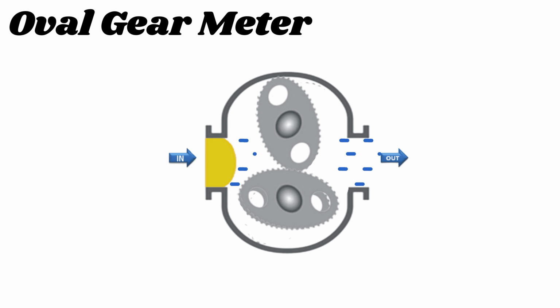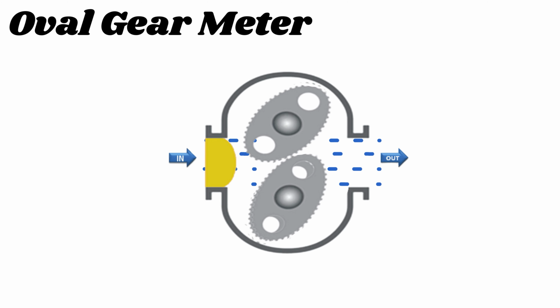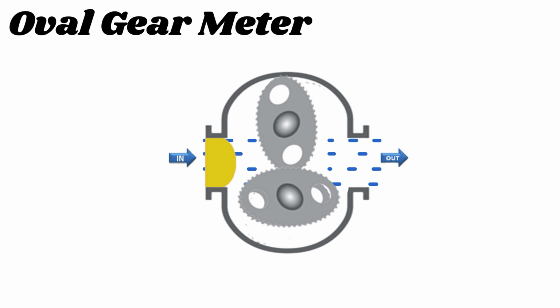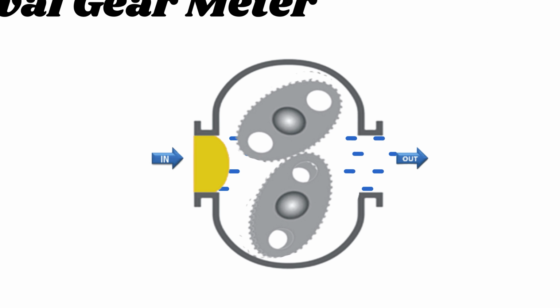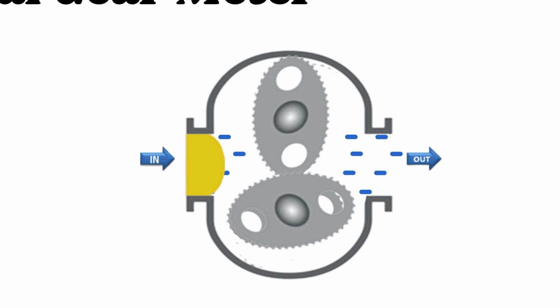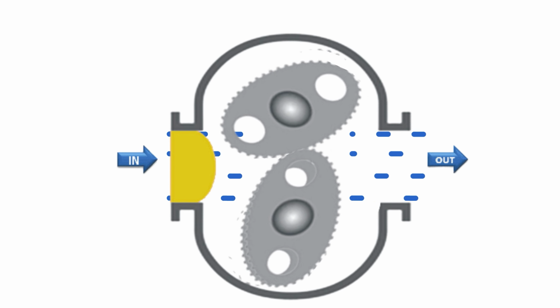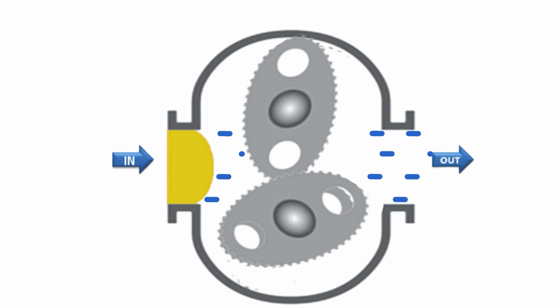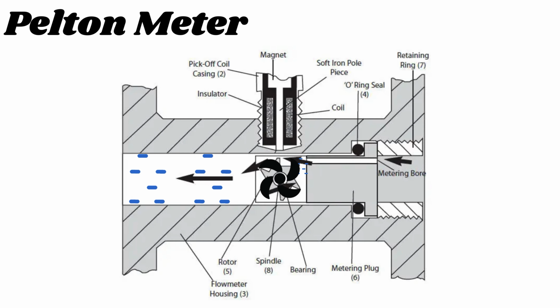Oval gear meter. Oval gear meters consist of two oval-shaped precision wheels. The wheels rotate proportionally as the fluid passes through the meter. The volume is measured by the number of rotations. The number of rotations is the volume measurement. Pelton meter. The Pelton meter consists of a rotating Pelton wheel which converts its mechanical action to a user-readable form.